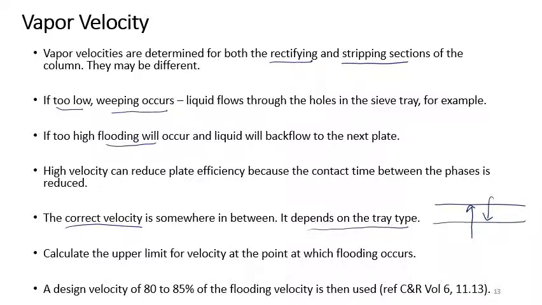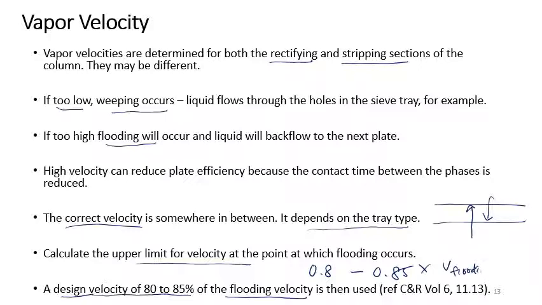Then you also need to calculate the upper limit for the velocity of the vapor at the point at which flooding occurs. So normally you want to find out what would be the flooding velocity, i.e. the velocity of the vapor such that flooding will occur, and we will normally use a design velocity of 80 to 85% of the flooding velocity. So the keyword here is to find out what is the flooding velocity. Then we use a vapor velocity of 0.8 to 0.85 times the flooding velocity.